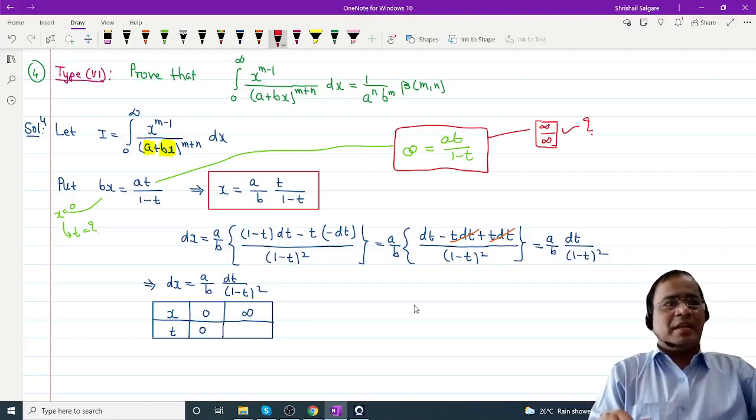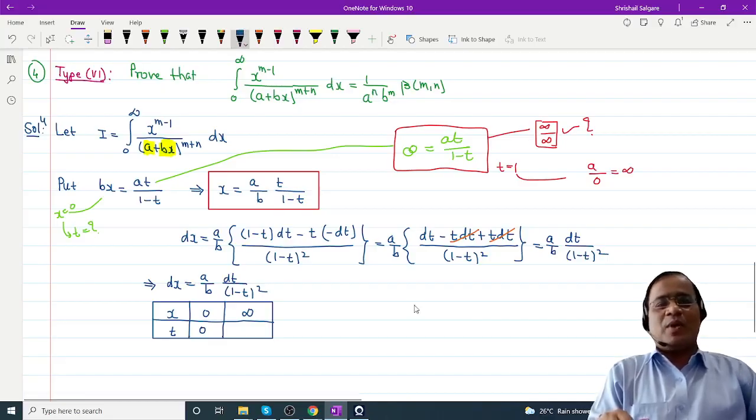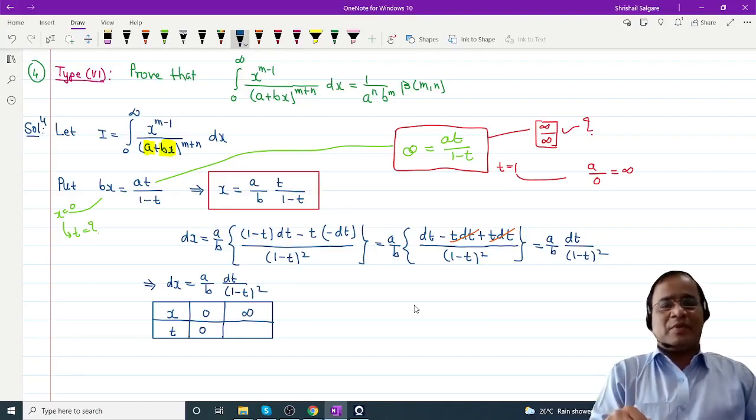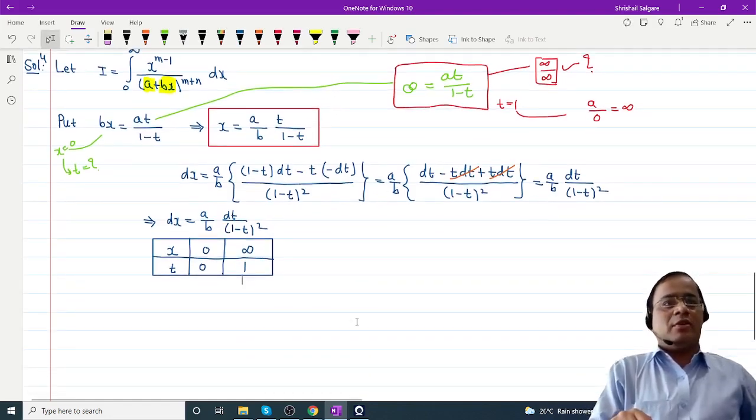What happens if t is equal to 1? What does it simplify to? A divided by 0, and anything divided by 0 is infinity. Okay? And remember, what is our requirement? This example we are converting to the first definition of beta, and limits required are 0 to 1. That also you have to think. Accordingly you have to take. Okay? Now continue with that.